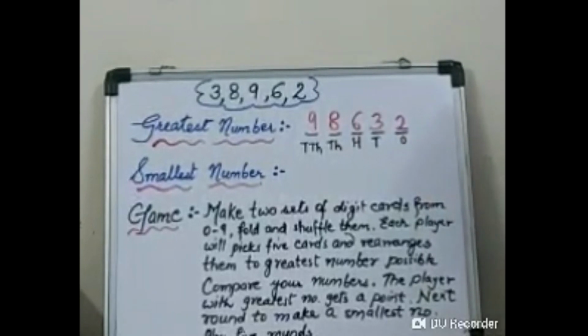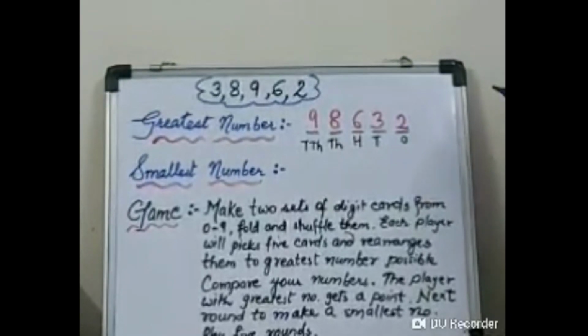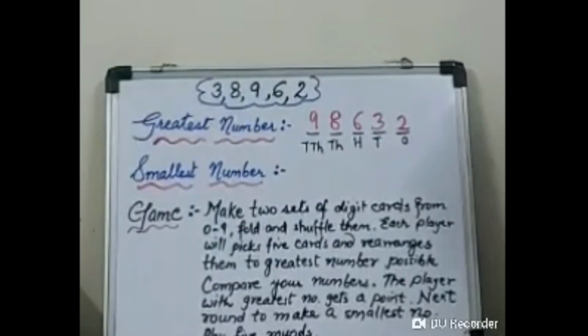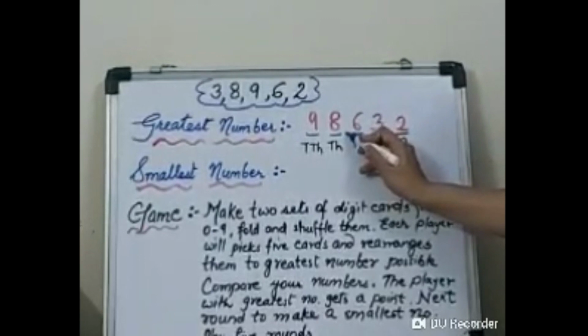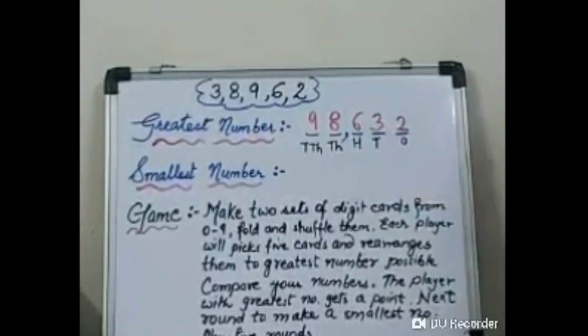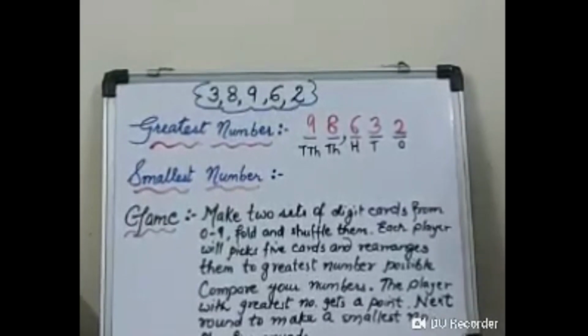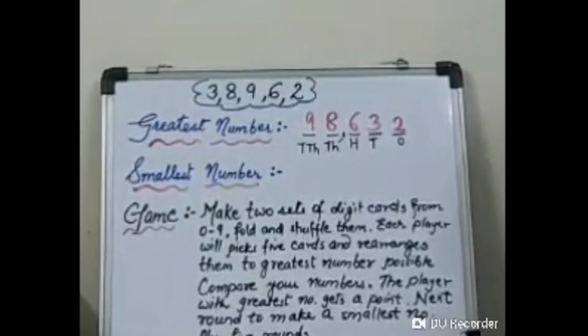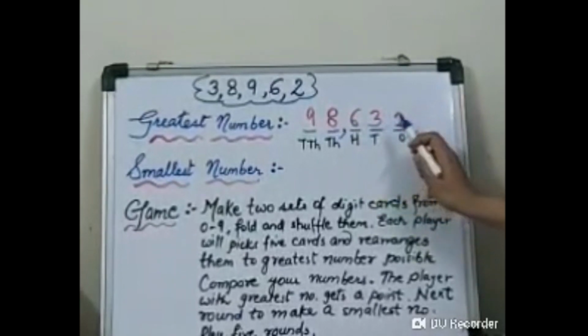Now, let us put the commas according to the Indian system, which comes after the hundreds place. Ones, tens, hundreds. So, the secret key, if Anu wants to make it as the greatest number, will be 98,632.